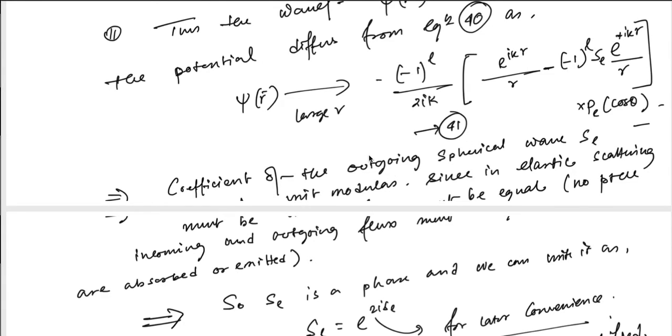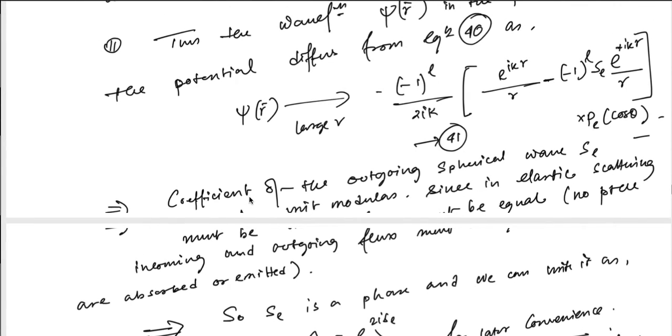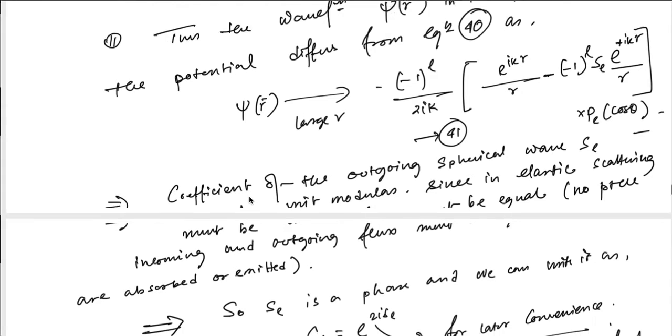So the outgoing part will have a modification in the amplitude. Because it is elastic scattering, the incoming and outgoing flux must be equal, and no particles are absorbed or emitted. So this is just a phase. That is why it must be just a phase. It cannot be an amplitude. The probability cannot change.